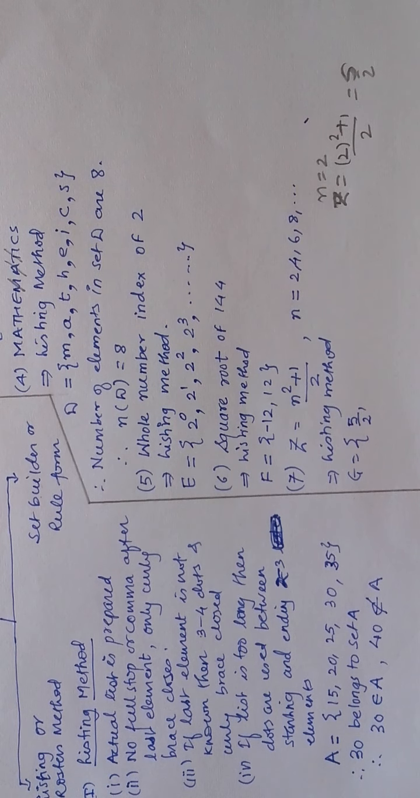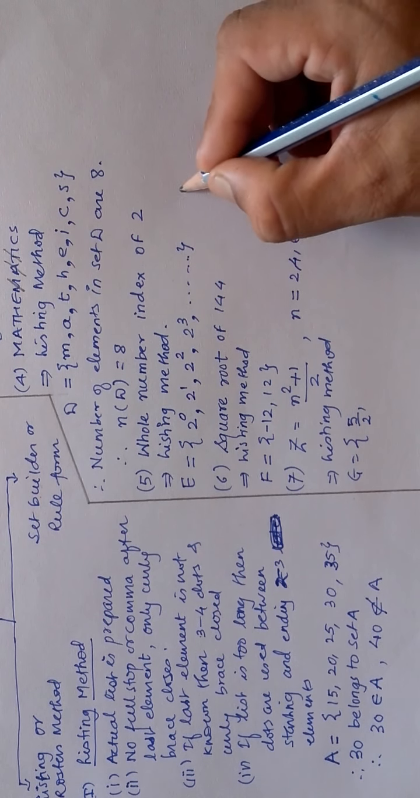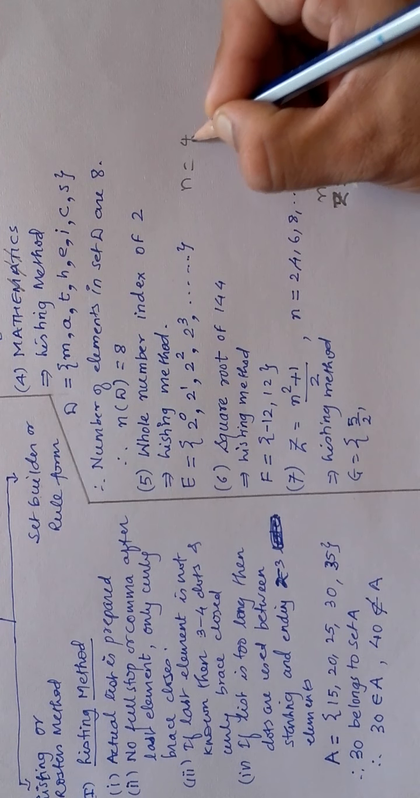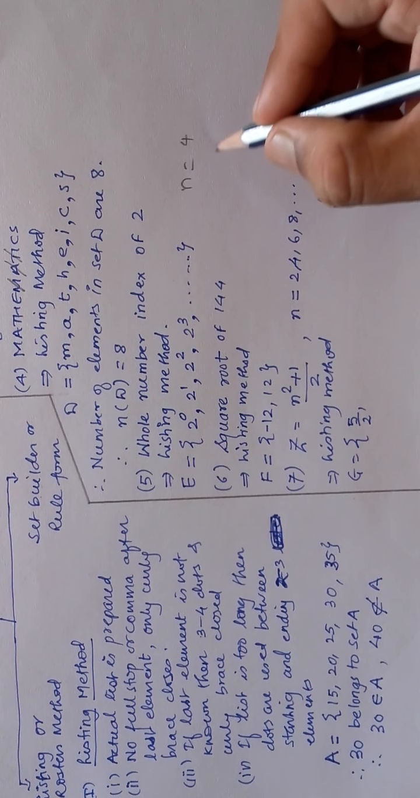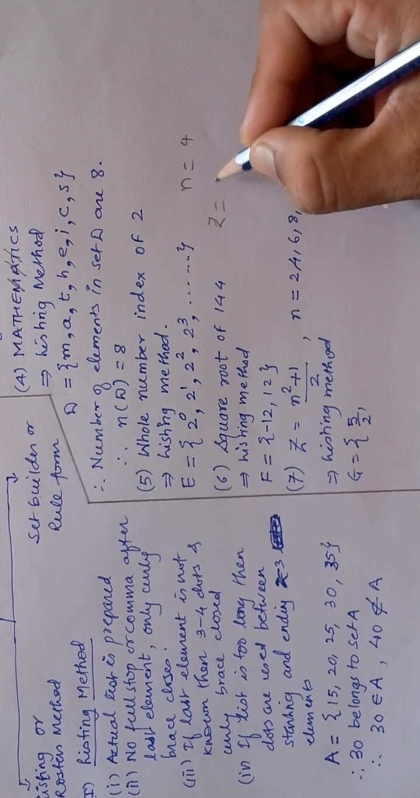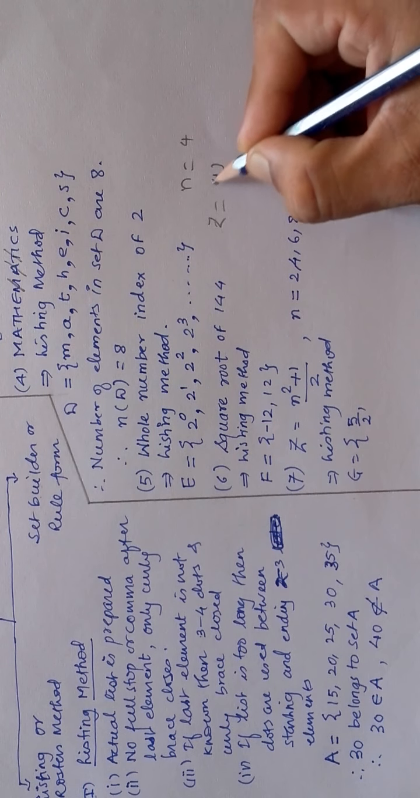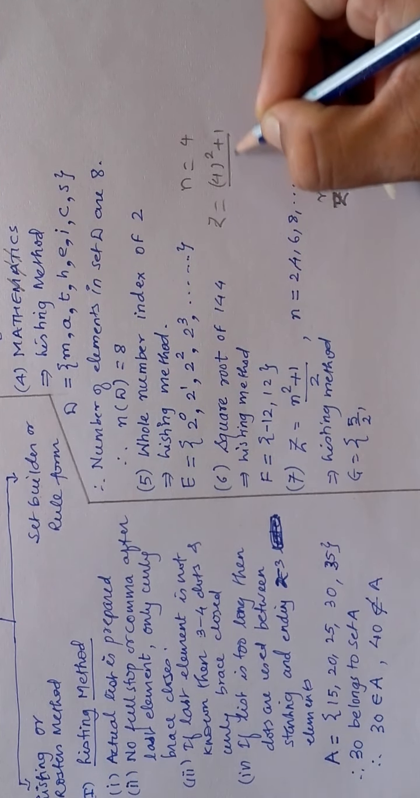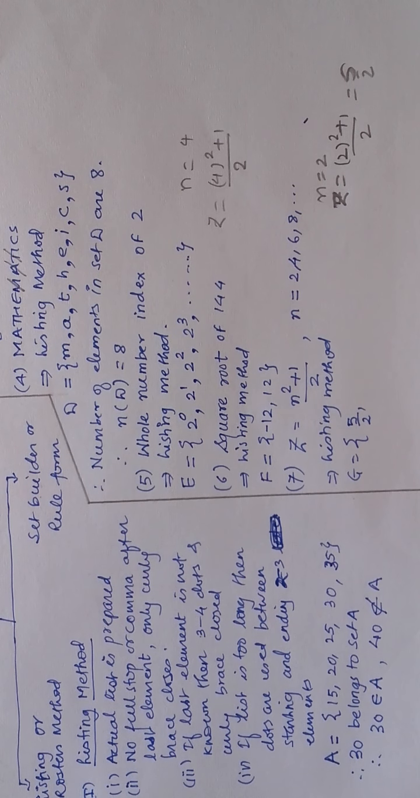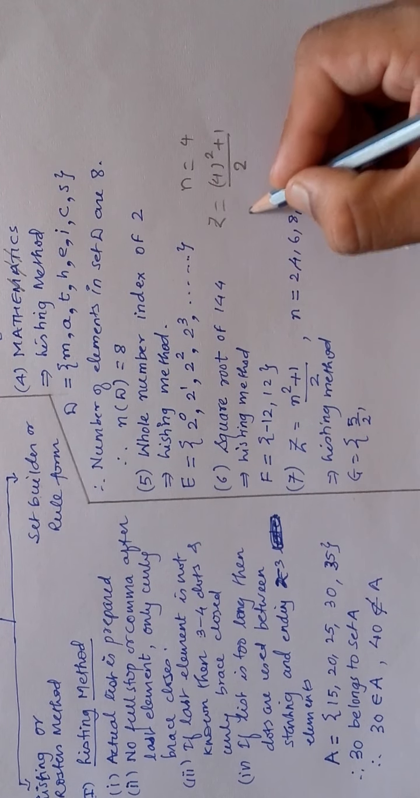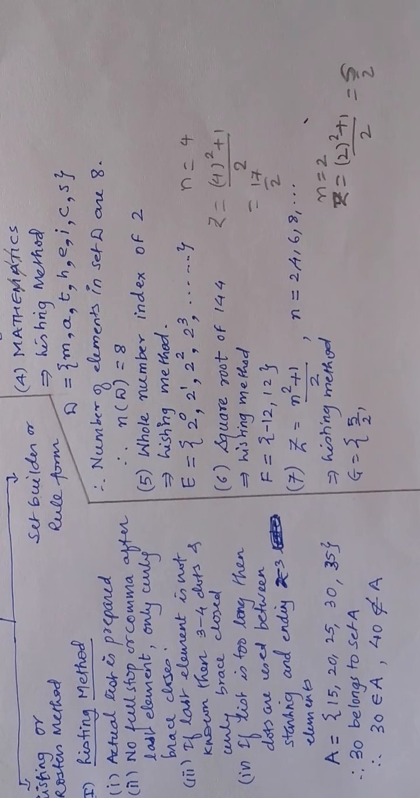Right? Now what is the second element? Second element, when n is equal to 4. So when n is equal to 4, your z is equal to 4 square plus 1 by 2. So 4 square is 16, 16 plus 1 is 17 by 2. So the second element is your 17 by 2. Agreed?